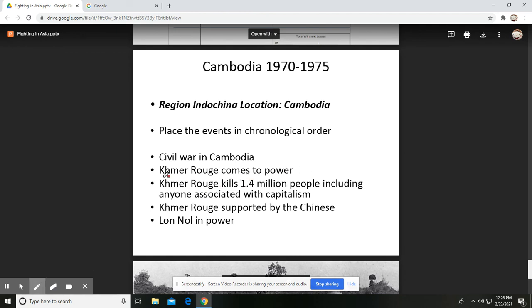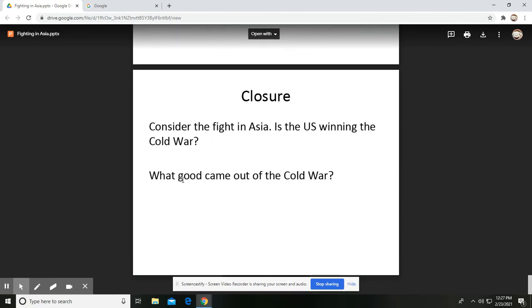So the Khmer Rouge comes to power. That cannot come before the Civil War. The Civil War would have to come first. But wait a minute, Lon Nol is in power. So Lon Nol is in power. The Khmer Rouge supported by the Chinese. Now we'd have to have a civil war first, and then we'd have to have them supported. They come to power, and then they implement a genocide. So that's kind of where we are with that. That's it.